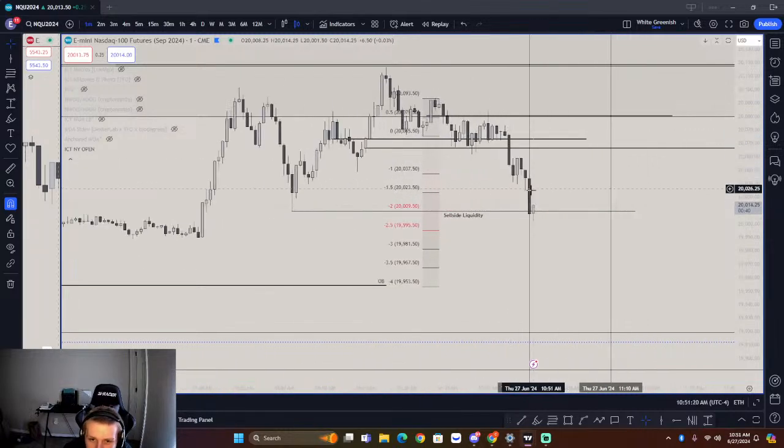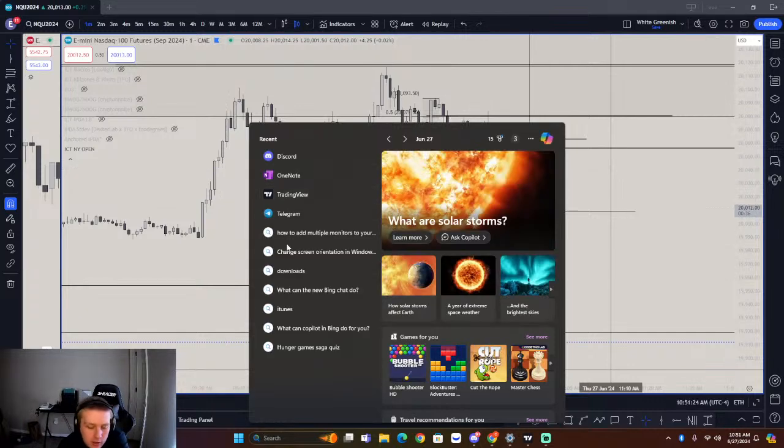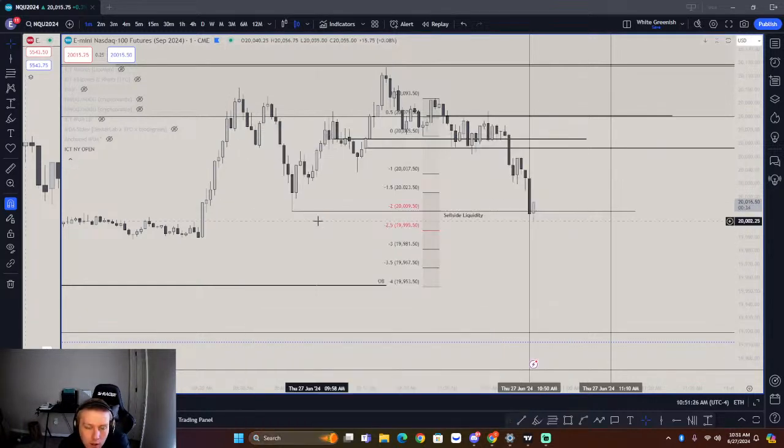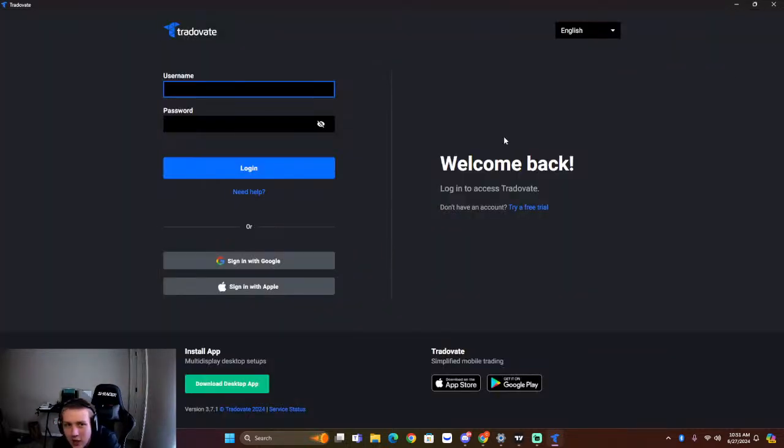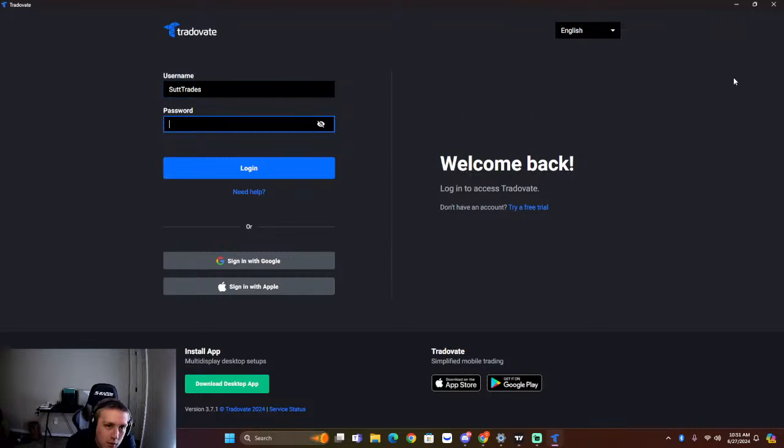Here's that little fractal market maker sell model here. I want to pull up Tradovate real quick. I want to look at this in the 15 second. I have access to Tradovate on the 15 second. I haven't logged into Tradovate in forever. I do have a personal account with this brokerage.